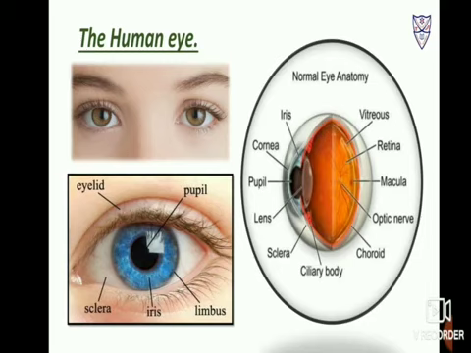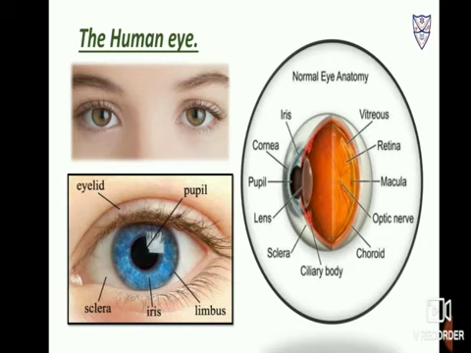Next is iris and pupil. Now behind the cornea is the iris. It lends color to the eye. The iris has a central circular aperture. Aperture means opening, called pupil. Now what is the function of iris? It is to regulate the amount of light entering the eye by adjusting the size of the pupil.